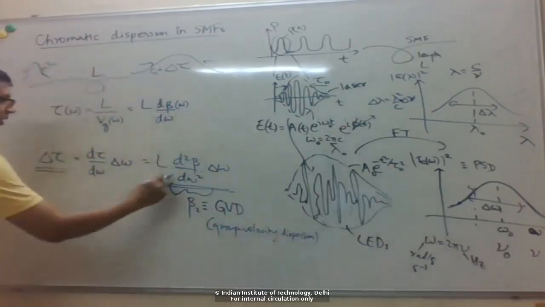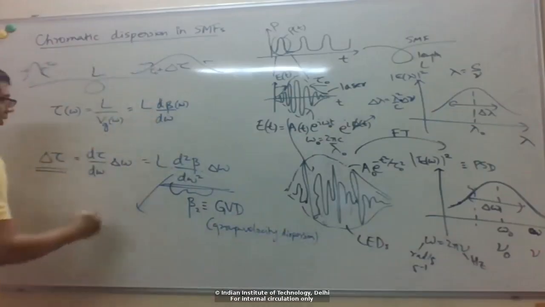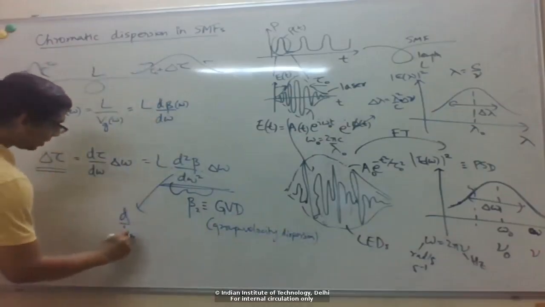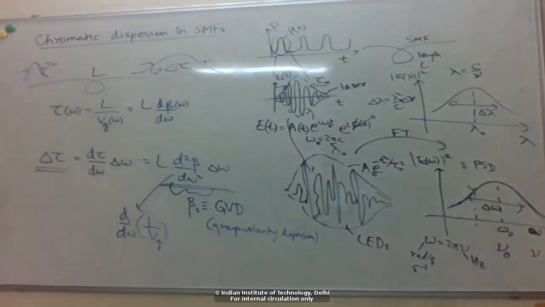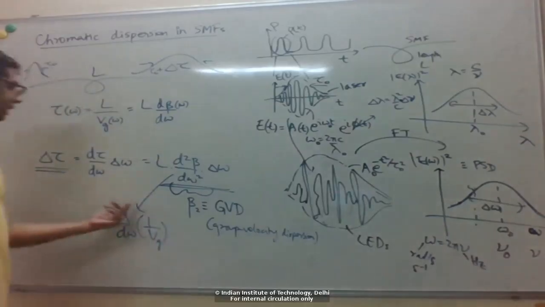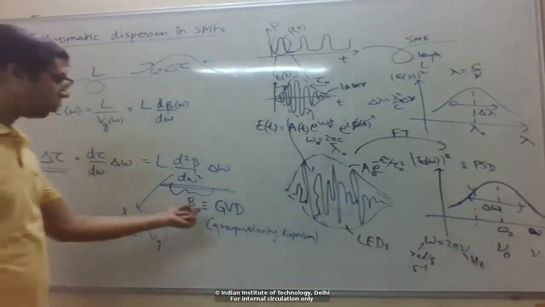Right. So what is this? So d beta by d omega is the derivative with respect to frequency of 1 over Vg. So this is basically capturing how the group velocity changes with frequency. So that's why it's called group velocity dispersion.